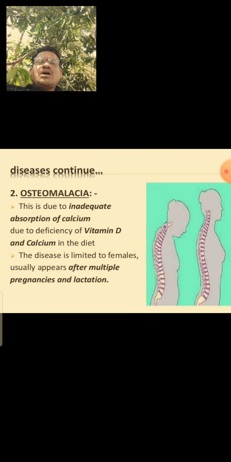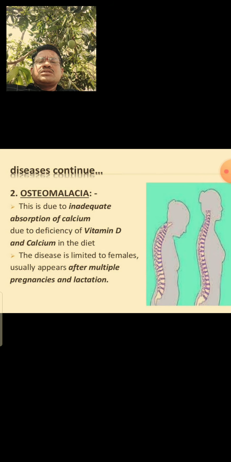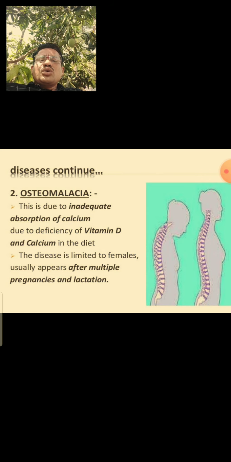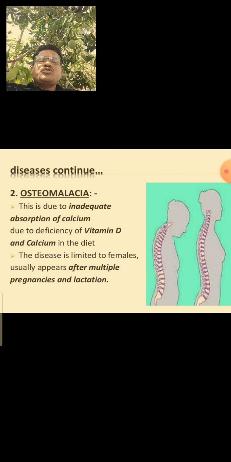Next, osteomalacia. Second disease is osteomalacia. Generally, osteomalacia is due to inadequate absorption of calcium, due to deficiency of vitamin D and calcium in our diet. The disease is limited to females, usually appearing after multiple pregnancies and lactation. At the time of lactation and multiple pregnancies, we may face this type of disease, that is osteomalacia.